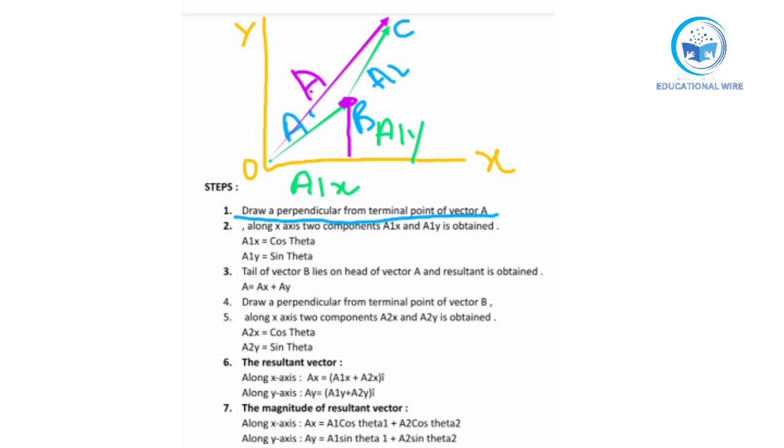After that, in the equation it says that a1x is equal to a1 cos theta and a1y is equal to a1 sin theta, as we have done in our previous lecture. We also proved the x component and y component. Whatever the thing is on the x component, it will be cos theta, and on the y axis it will be sin theta. After that, it says the tail of vector b lies on the head of vector a and the resultant is obtained. Same thing I have done earlier, that the tail of vector b means the tail of this one.